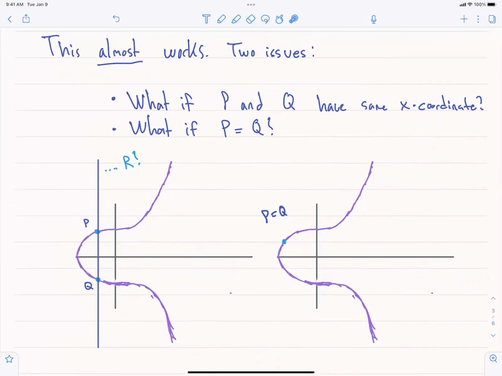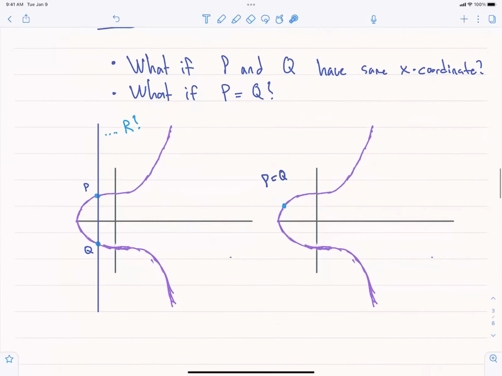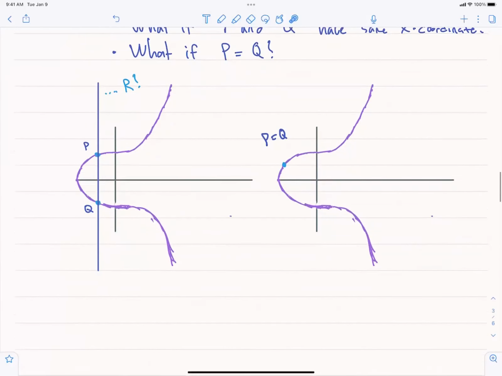And then the other problem is, what if P is equal to Q? Then what does it mean to draw the line? I mean, there are lots of lines through P if P and Q are the same point. So we have to tackle both of these issues. Let's do the case where P and Q have the same x coordinate first. Well, to do this, we're just going to add one more point.